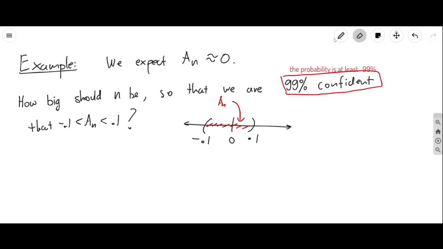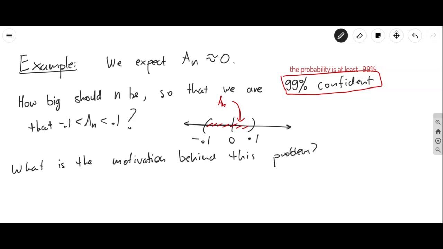Now, when you see this question, the first question you can ask is why, what is the motivation behind this problem? And really, you can even say this is the most basic type of problem in a subject that's known as statistics.